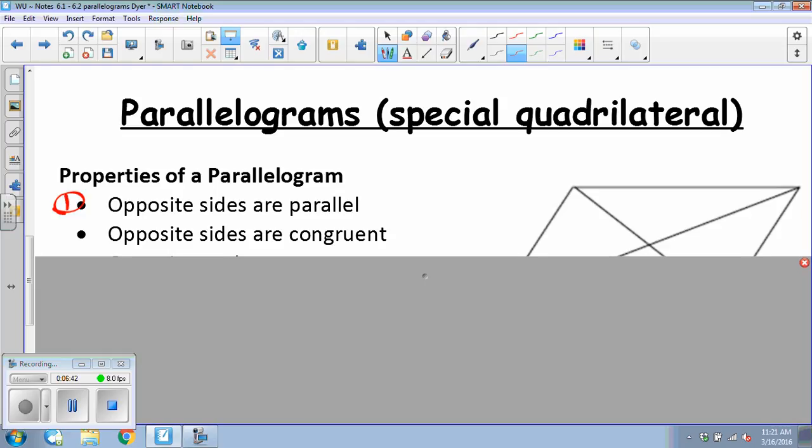Next, opposite sides are congruent. If it's a parallelogram, then opposite sides are congruent, which means on your picture, put your hash marks for the opposite sides. This side and this side are congruent. If this is 25, the bottom's 25. If the left side is 15, the right side is 15. So if the left side is x minus 10 and the right side is 2x plus 3, you set those equal to each other because they're congruent. Opposite sides are congruent. That's property number 2.